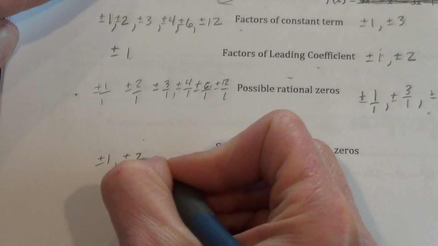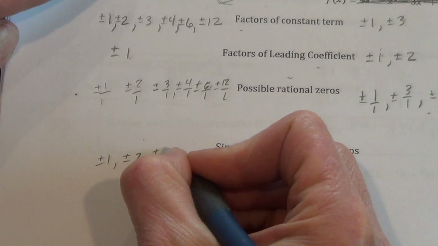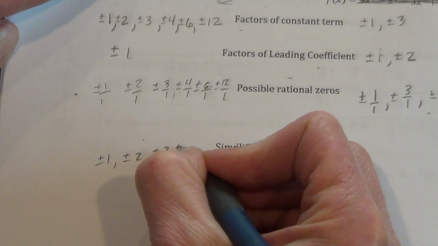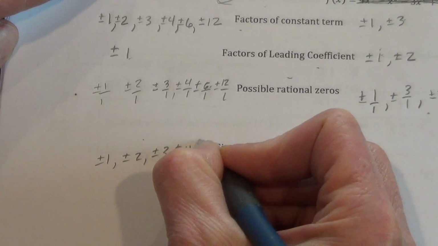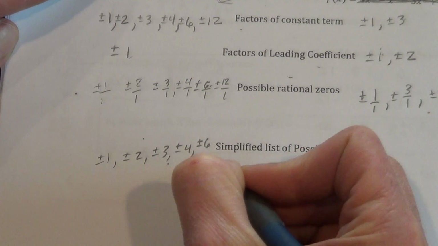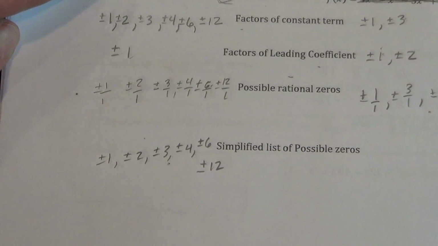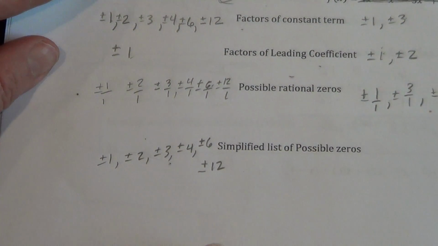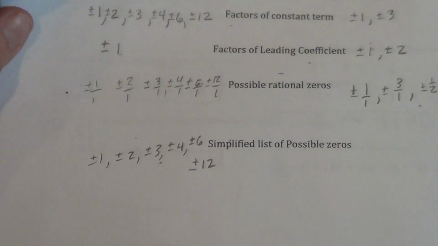2 over 1 is 2. 3 over 1 is 3. 4 over 1 is 4. 6 over 1 is 6. And 12 over 1 is 12. Those are our simplified list of possible zeros.